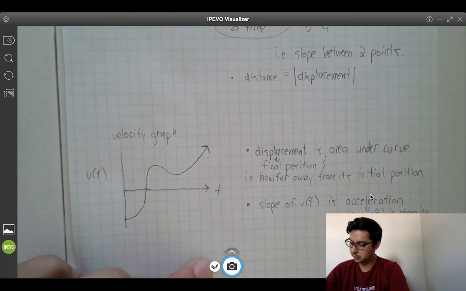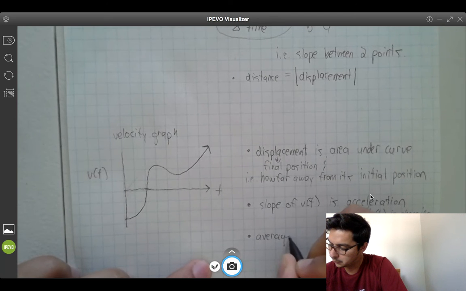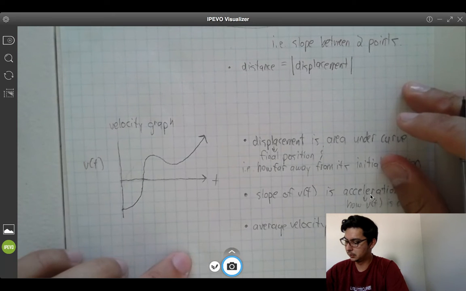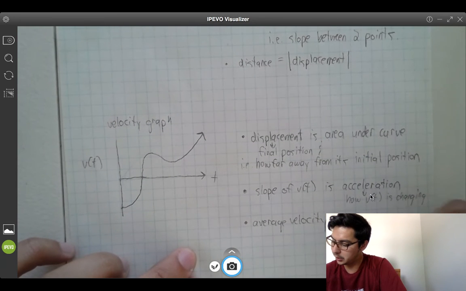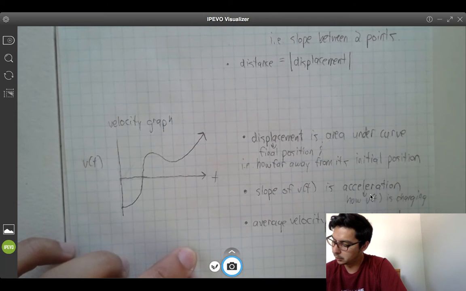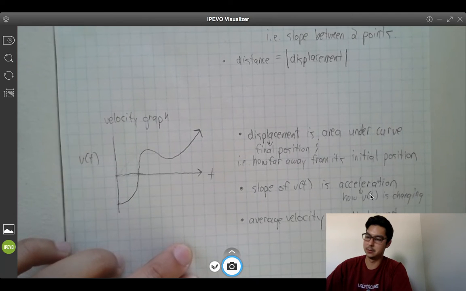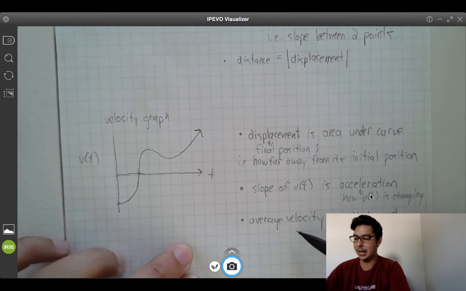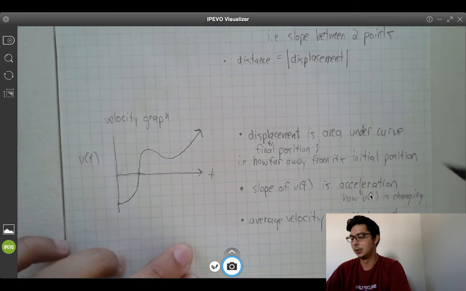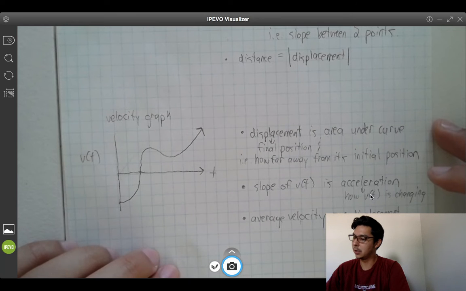And if you wanted to find average velocity here, don't forget that it's the change in displacement over the change in time, in which case displacement's the area under the curve. So to get average velocity, if it's a velocity graph, you have to do area under the curve to find that value. And I think that's it.